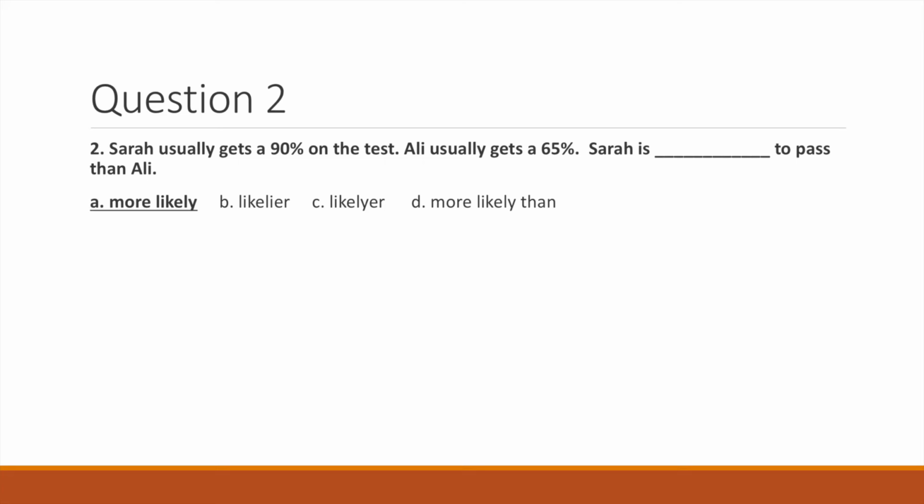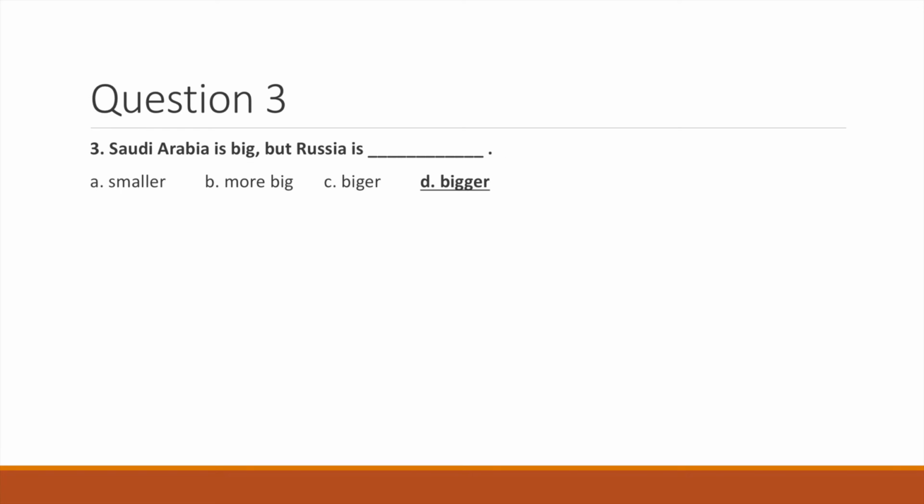Question 2. Sarah usually gets a 90% on the test. Ali usually gets a 65%. Sarah is blank to pass than Ali. If Sarah is usually getting 90% and Ali is usually getting 65%, that means Sarah has a better chance of passing. And so A, more likely, is the correct answer.